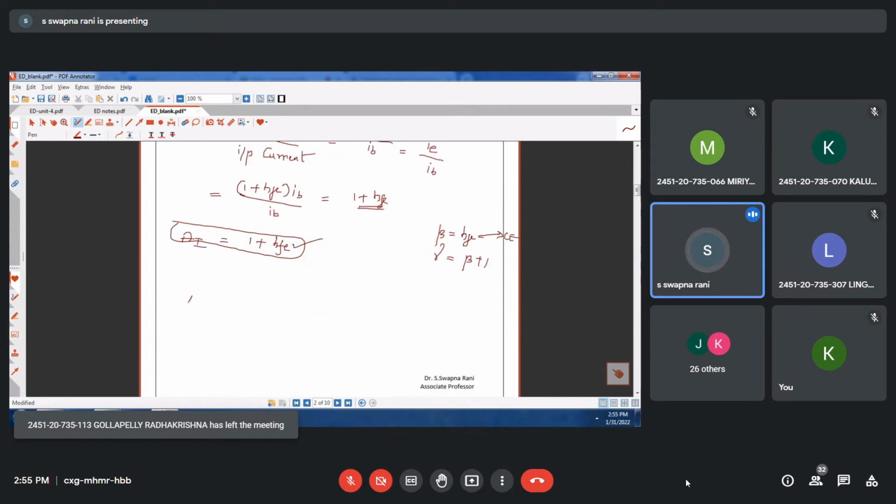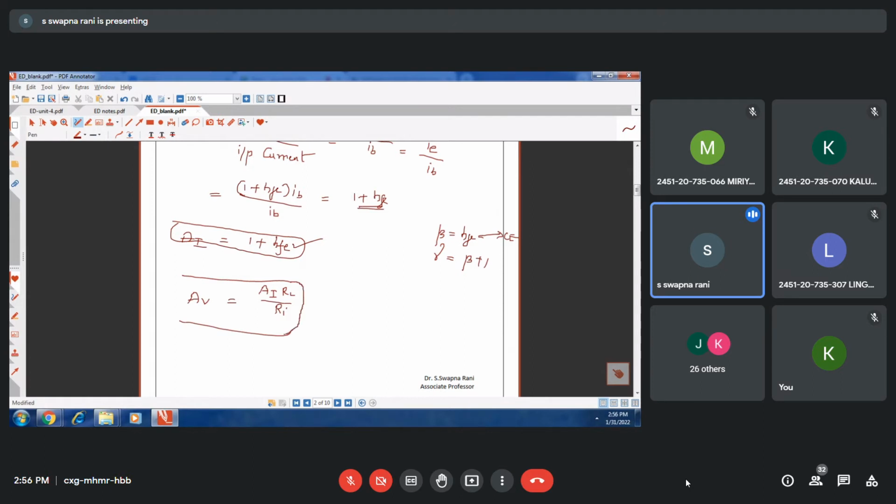And voltage gain AV: we have to use the general expression. You don't need any particular circuit, for any circuit this is the same equation, AI into RL by RI. This is the expression for voltage gain, whatever the amplifier, whatever the model, whether approximate or exact: AI into RL by RI. So we found AI, which is 1 plus HFE, into RL by RI.